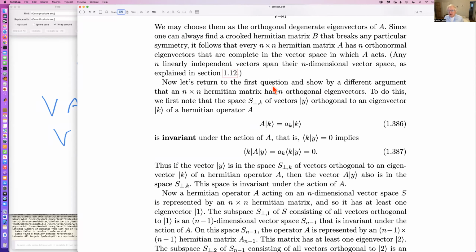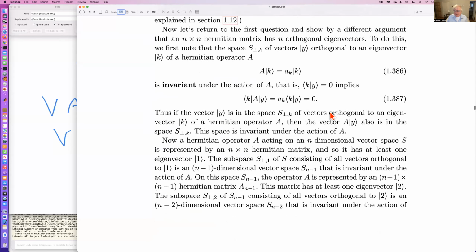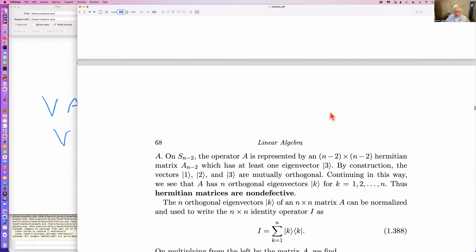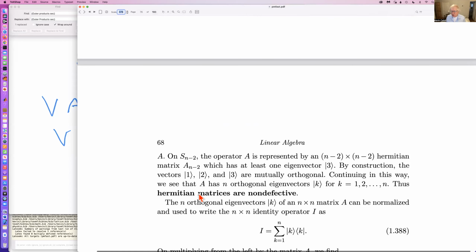And in fact, what you can do is you can show that an n by n Hermitian matrix always has n orthogonal eigenvectors. And this is a little bit subtle, so I'm going to skip it here. The argument has as one conclusion that the Hermitian matrices are automatically non-defective.